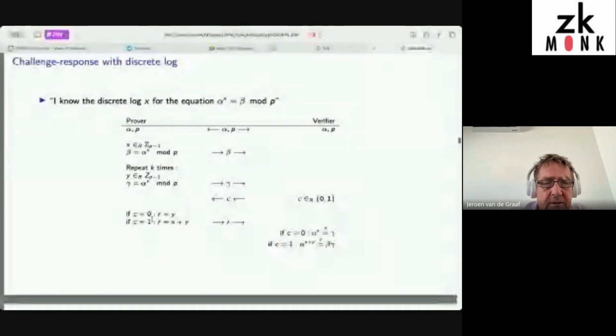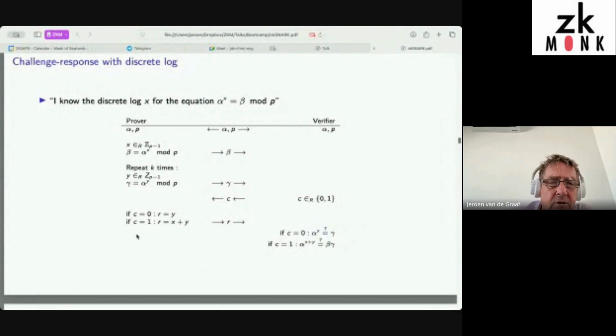The first choice is that it's going to set r equal to y. Well, y was the random number that it generated. And in that case, if c equals 0, then the verifier is simply going to check that gamma was computed correctly. Gamma indeed is equal to alpha to the power x, as is stated here. Right? So note the interrogation. The interrogation stands for test, right?